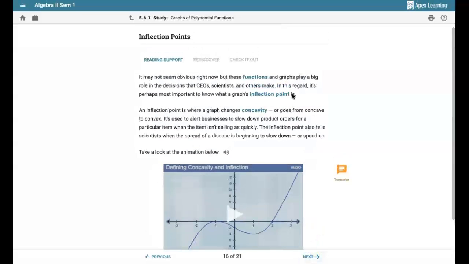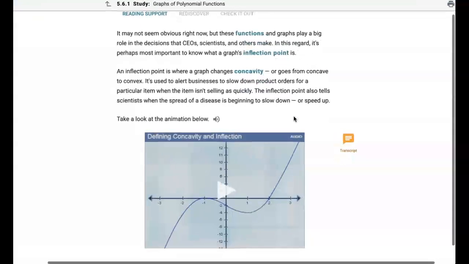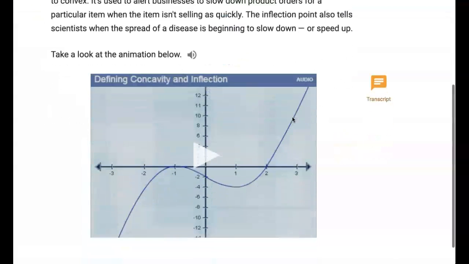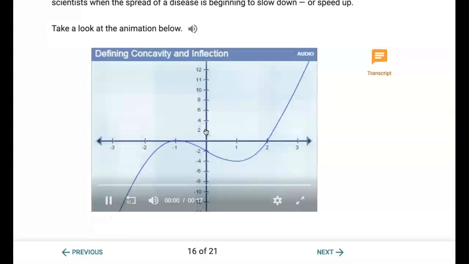So then there's this thing called inflection points. It may not be obvious here, but an inflection point is where the graph changes its concavity, and concavity means the way that it is curved. The video will go over it, but you have concavity up and concavity down. So let's watch this here and learn about inflection points.